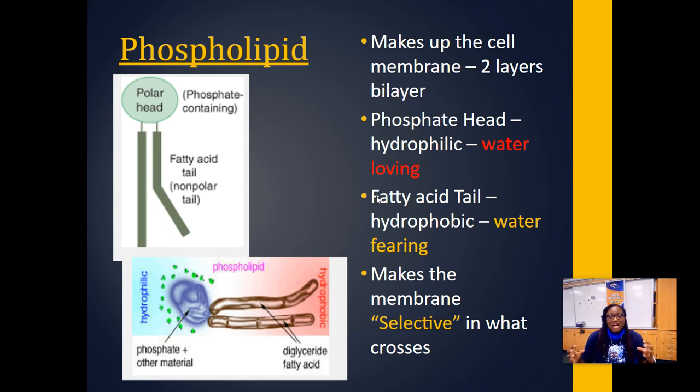And these phospholipids come together to make the membrane, and it allows the membrane to be selective, meaning that it allows it to pick and choose what material it is able to let in and what material it is able to push out without allowing everything to come in.